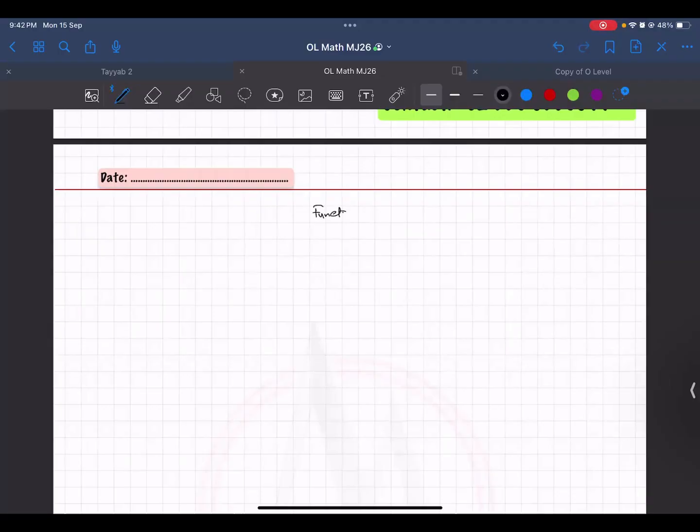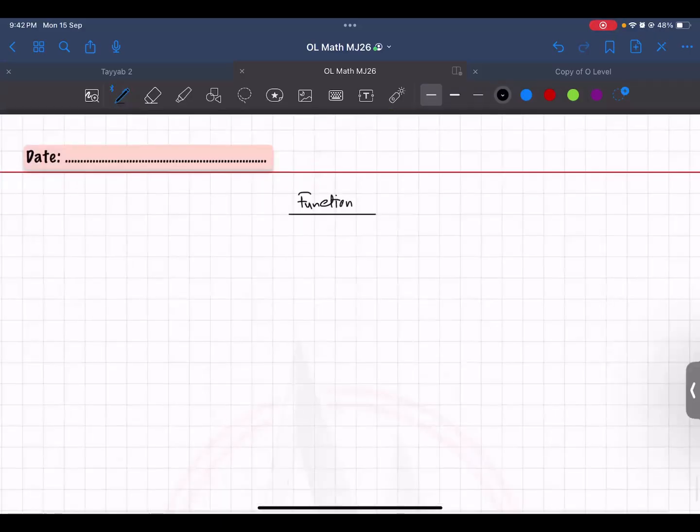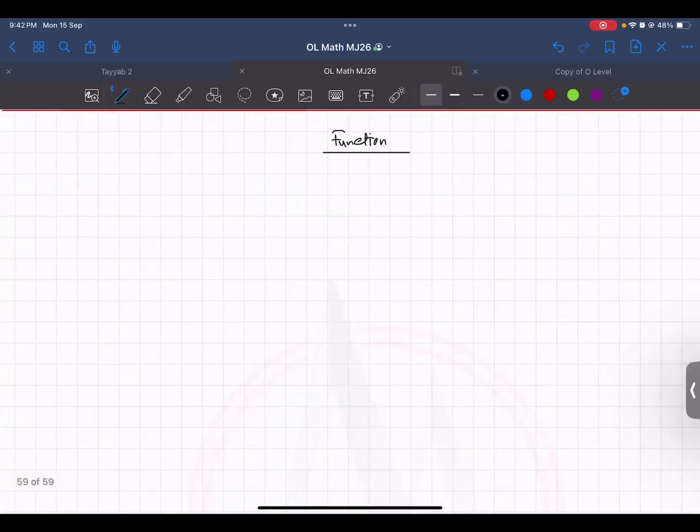Functions, first class of functions, and maybe we will have the next one as well on this topic. The simple one. What is a function? A function is like a factory. What does a factory need? A factory needs input, right?